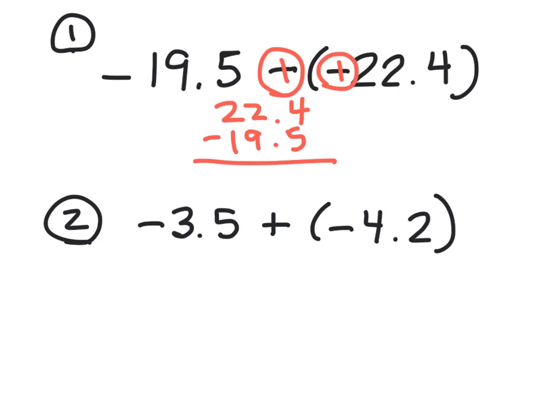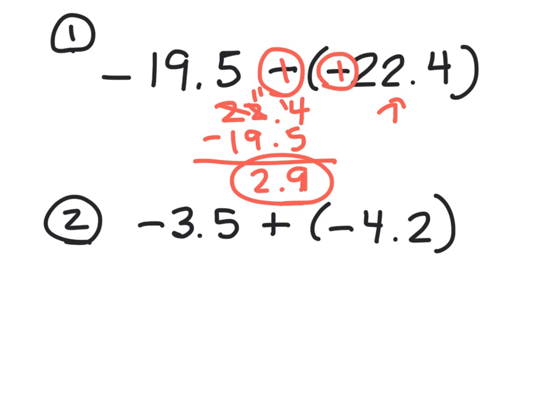22.4 minus 19.5. So if you do that correctly, you should get 2.9. And we'll keep the sign of the bigger number, which is the positive. So the answer is a positive 2.9.